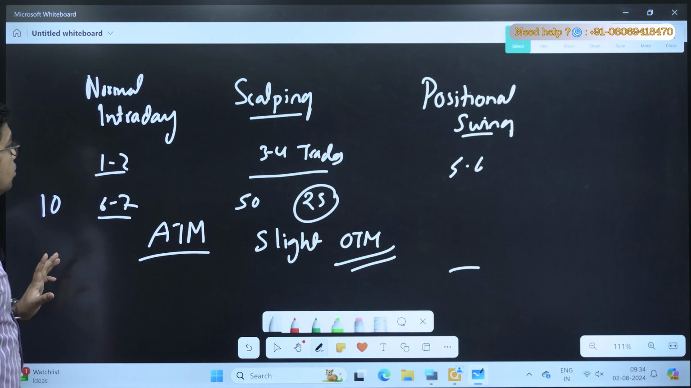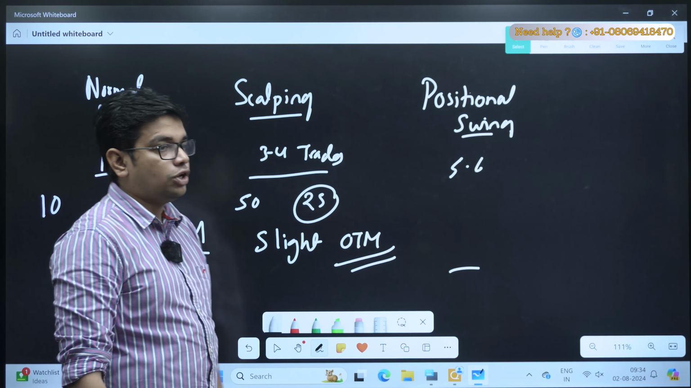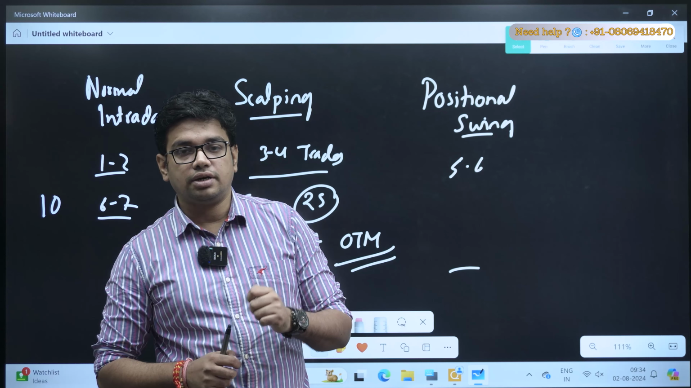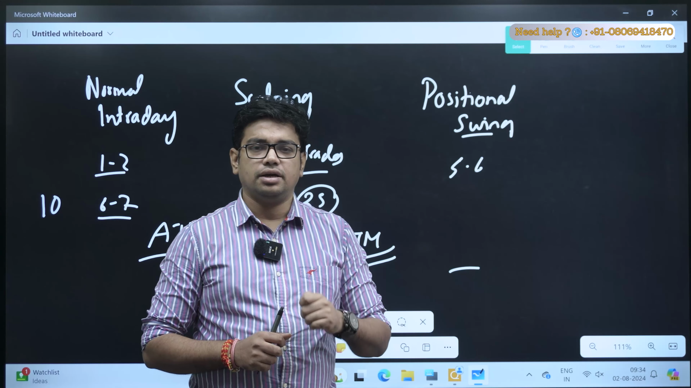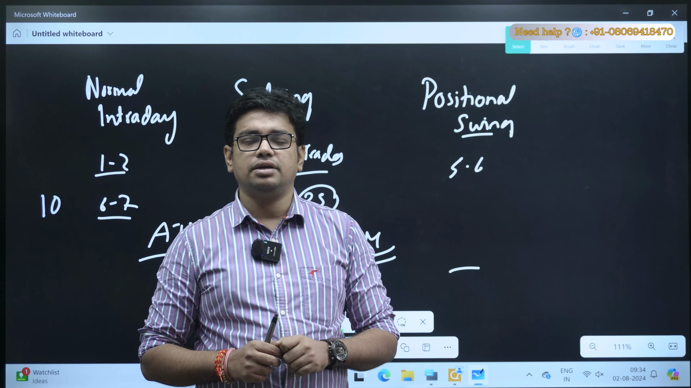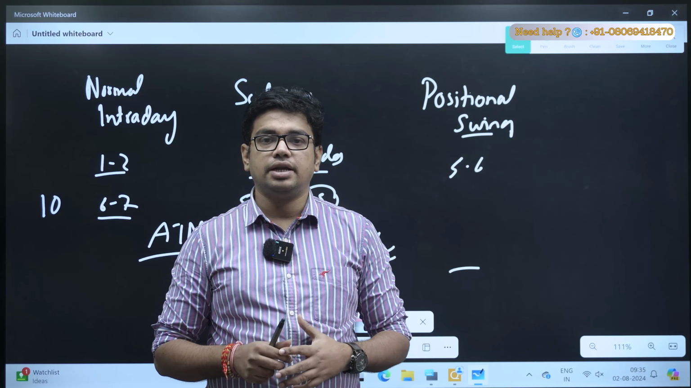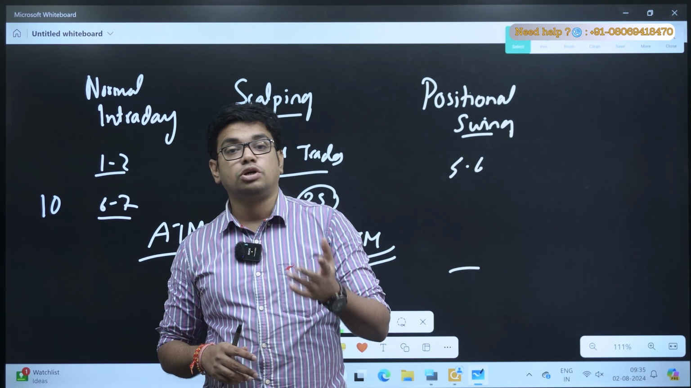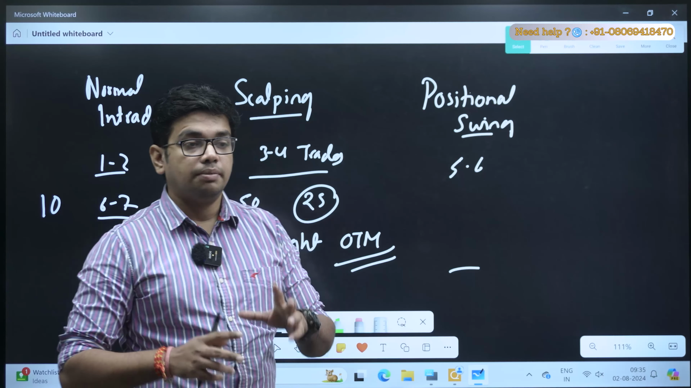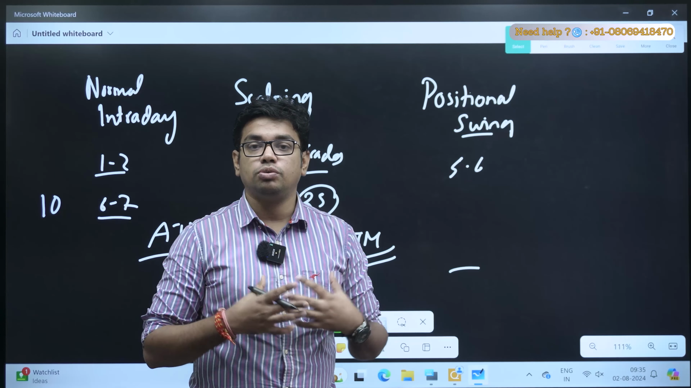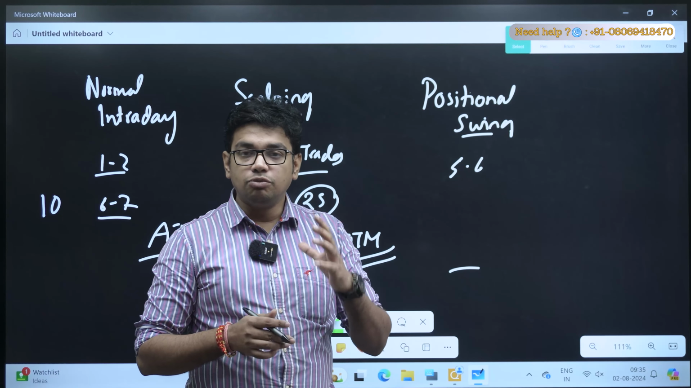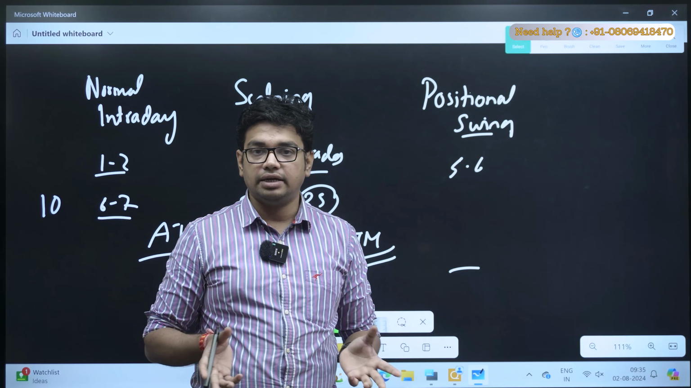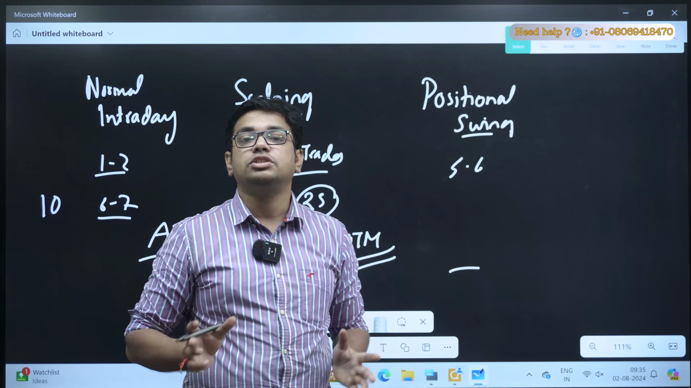Now for normal intraday, whenever I am taking a position, my target is not achieved immediately. It might be achieved in 5 to 10 minutes, might be in half an hour, might take more than 2 hours, or maybe the whole day, because many times the stock doesn't move according to my will or our will. It moves according to demand and supply. The market is dynamic, it doesn't move according to anyone's will.